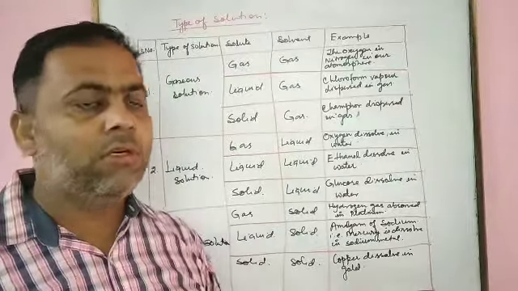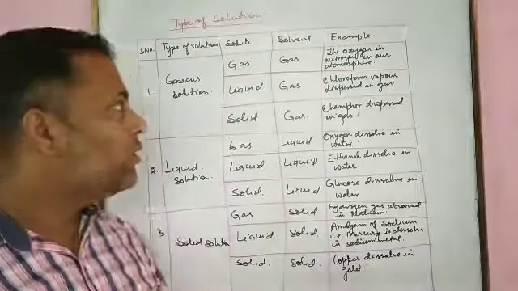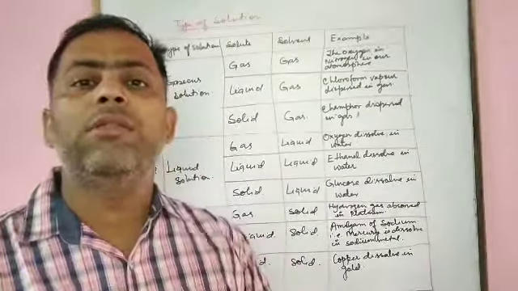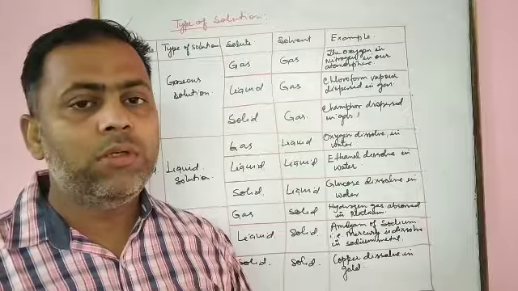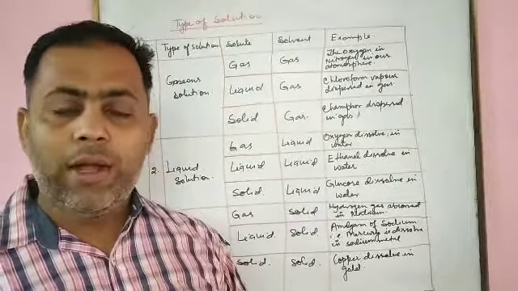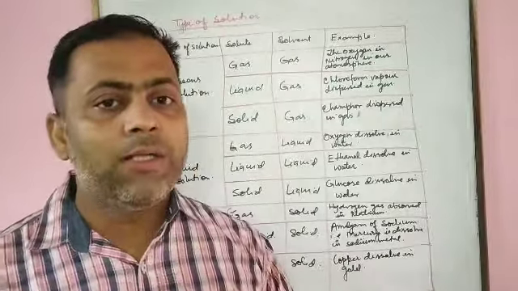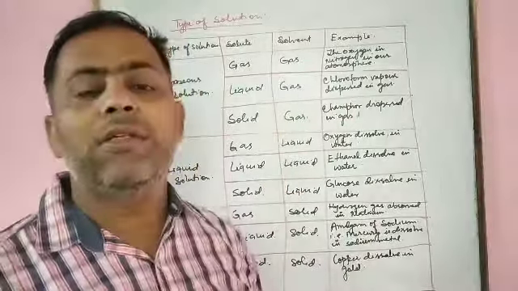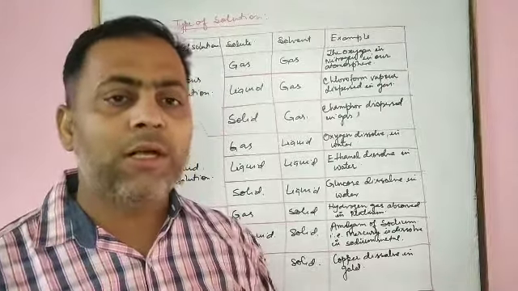Do not confuse it with colloidal solution, because the difference we have already studied in class 9th, that we have three types of solution, that is true solution, suspension solution and colloidal solution. The colloidal solution and the types of colloidal solution with their examples we have already studied in class 9th. In this class we are discussing the true solution. It is also stated as solution.